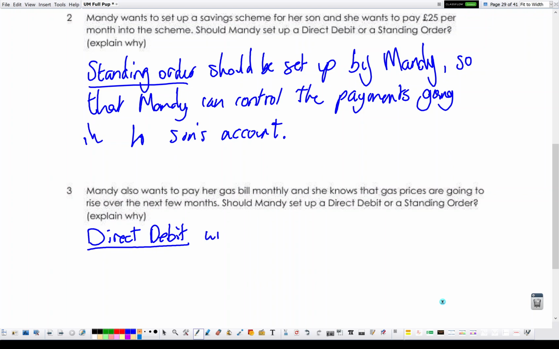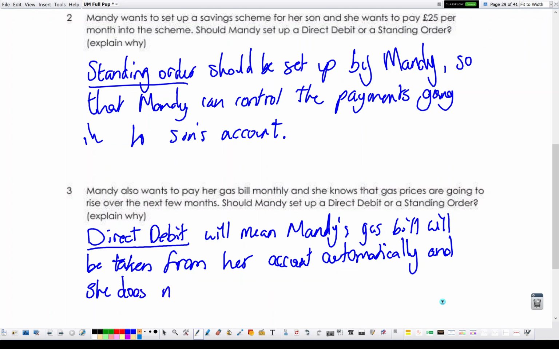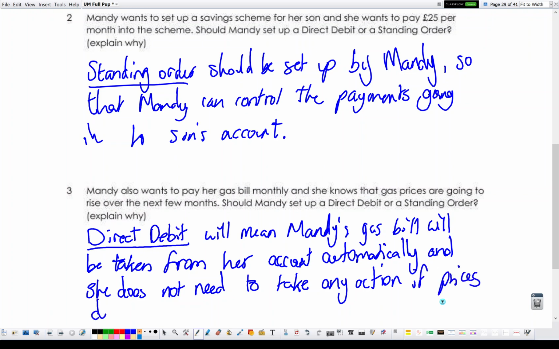So the direct debit will mean Mandy's gas bill will be taken from her account automatically, and she does not need to take any action if prices do increase or do change, I'll say.